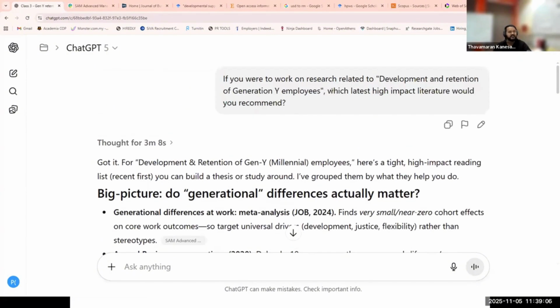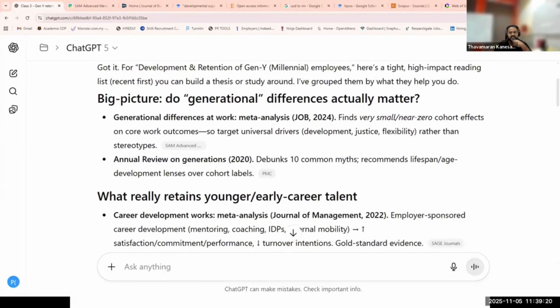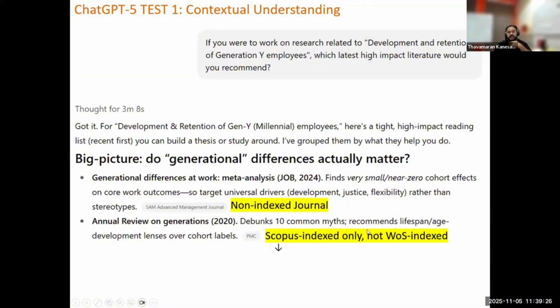This is what I mean when I say the tool doesn't understand context. All it does is dig back information and spit it out. It doesn't understand what is high impact. Just give only, take and go. Same thing here, PMC. PMC was only indexed in Scopus, not even Web of Science. But high impact? This is not high impact. If not Web of Science, it's not high impact. No way. It's a wrong terminology already.